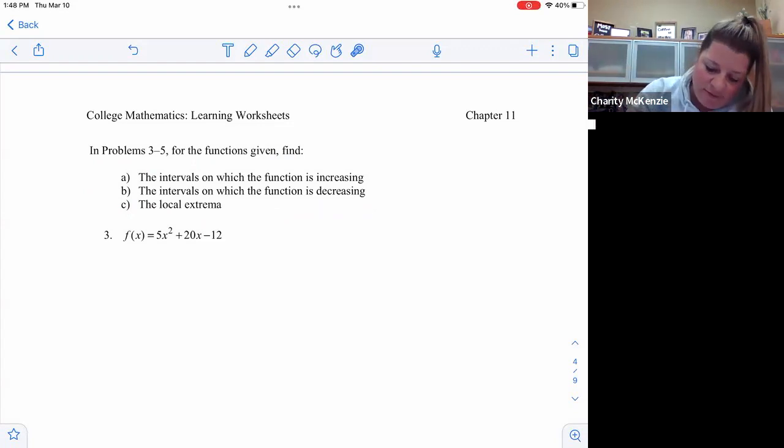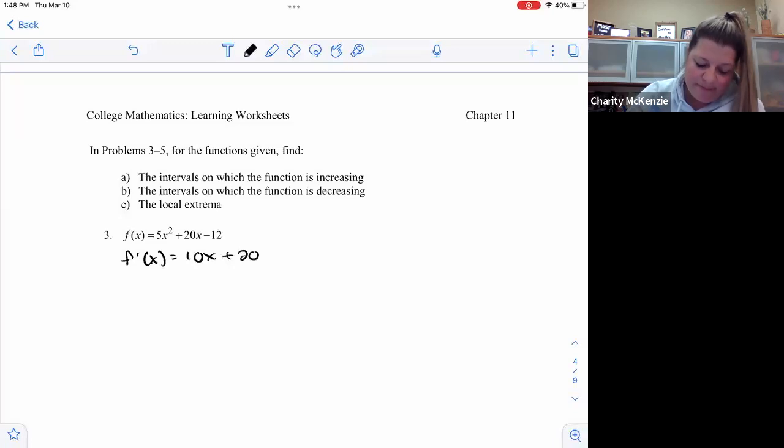So let's start from the beginning on this one. We start with the derivative. So that's going to be 10x plus 20. Okay. Then I have to find the critical values.